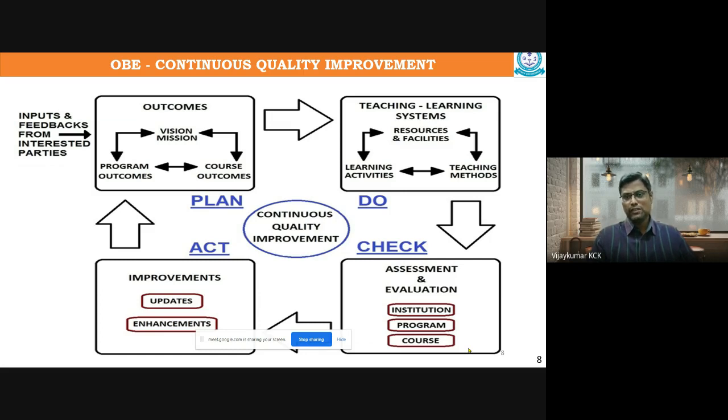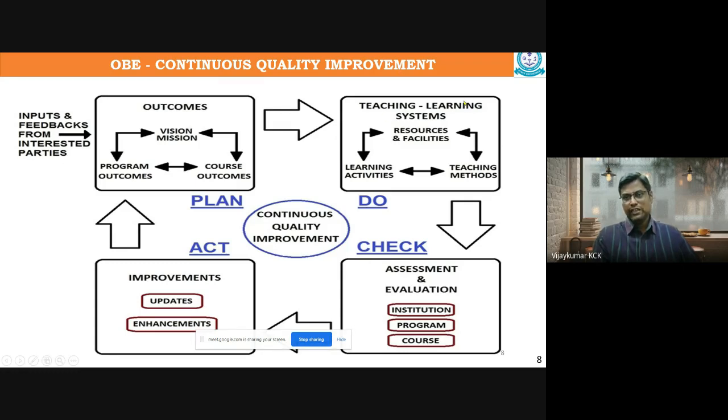But OBE talks about Plan, Do, Check, Act. That is, the outcome is expected out of the course. That is the first box in this picture I have shown. That includes the mission, vision expected, then accordingly the course outcome and program outcome. This has to be prepared with respect to the input you can get from various stakeholders, that is external stakeholders, as well as the ability of the student at that particular level.